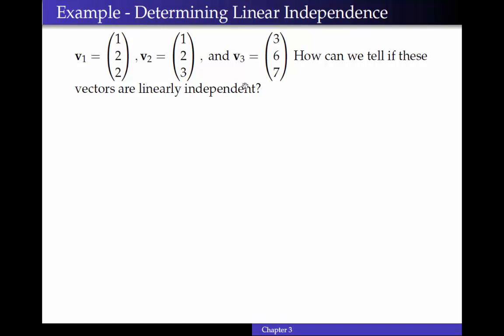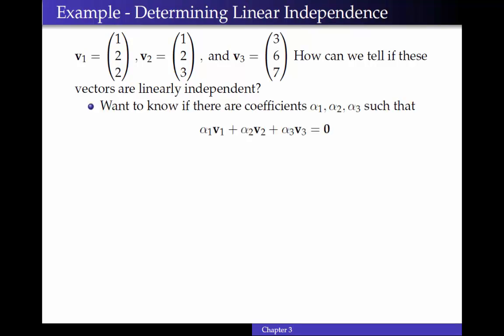So using those same vectors, we pointed out that 2 times v1 plus v2 would give me v3. But maybe you can see that if you looked at these long enough. But what if they're longer vectors or they have decimals and it's more difficult to tell? How can we tell if these vectors are linearly independent or dependent? Well, we have to ask the question, and we want to know if there are coefficients, alpha 1 through alpha 3, such that this linear combination is going to give me the 0 vector.